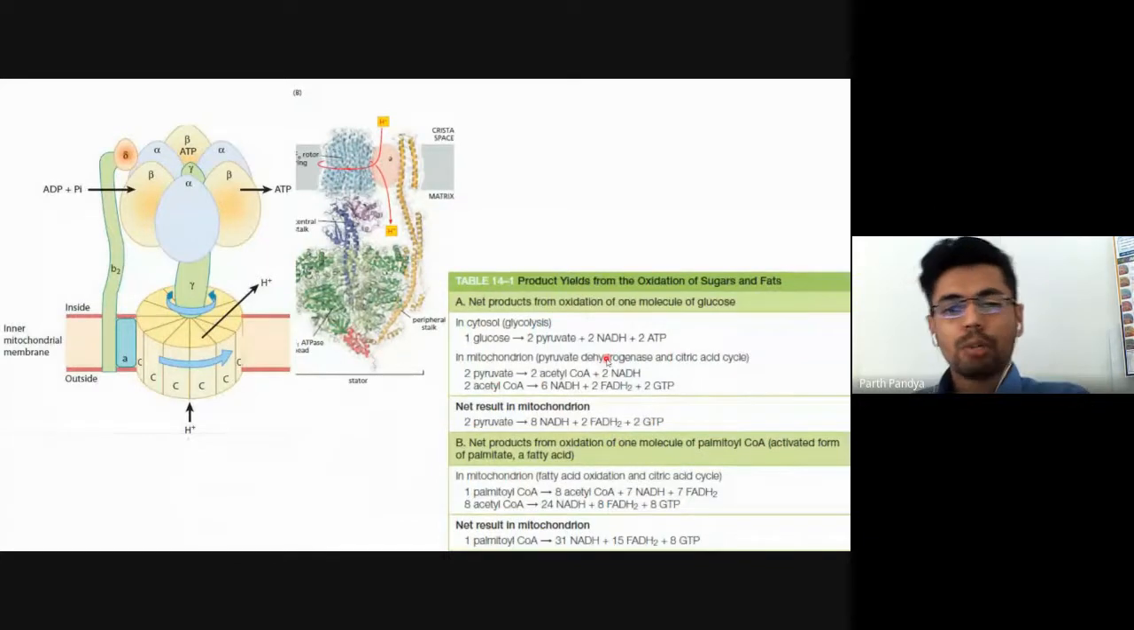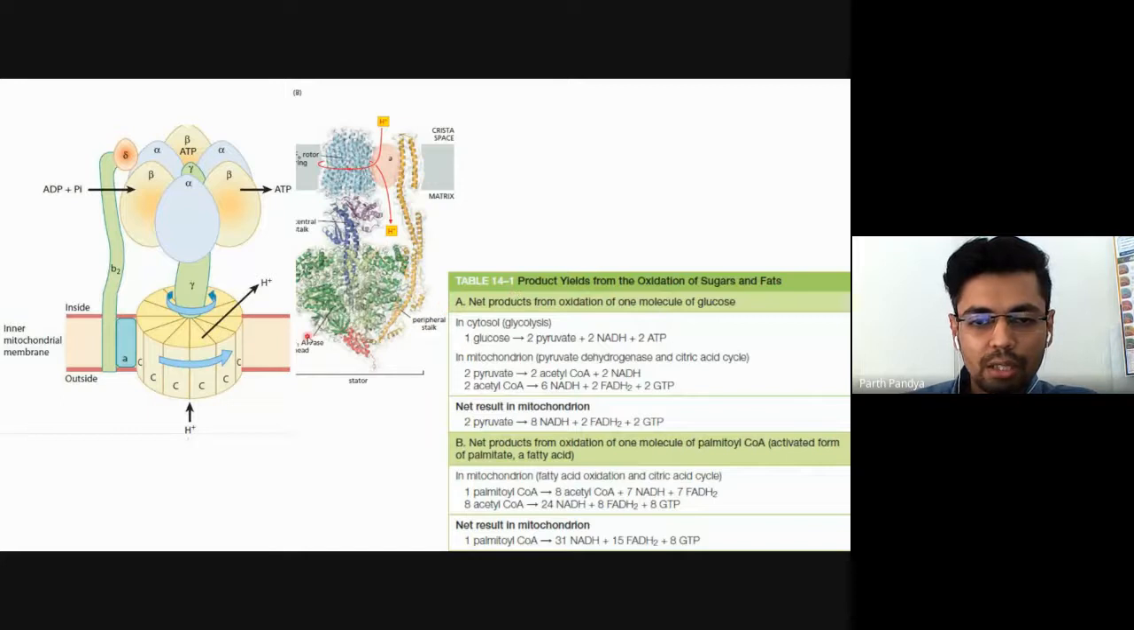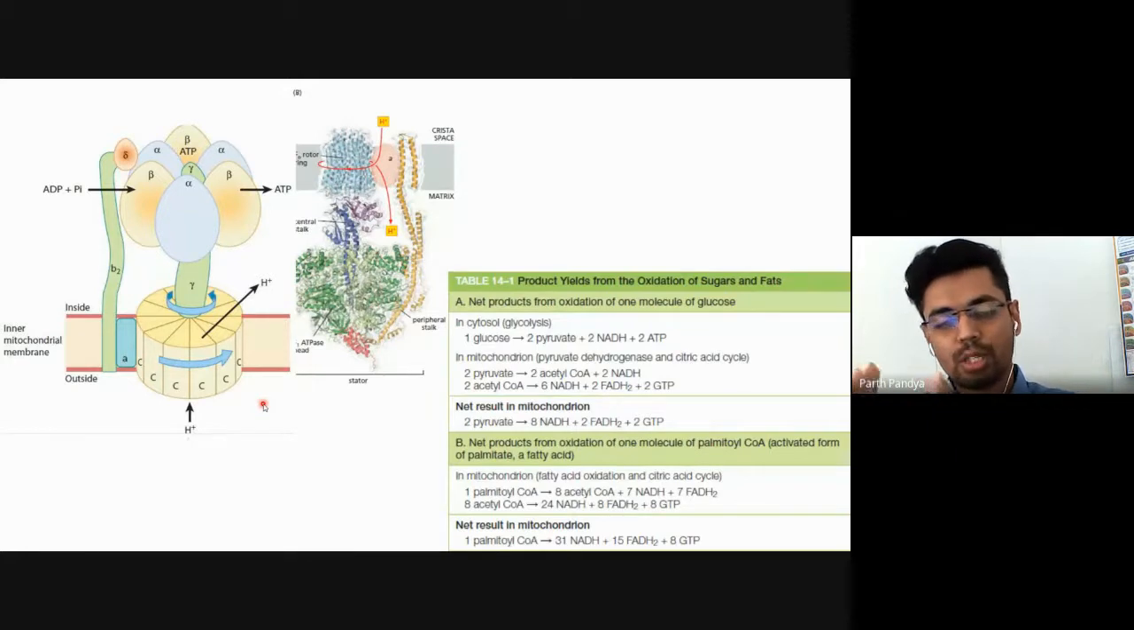Okay, so coming on to the F1, F0 ATPase, it is nothing but the F type of ATPase. I hope you have studied in the morning the different types of ATPase: V type, F type, and P type. The F type of ATPase is the type which generates the ATP. Here we have the F0 subunit and the F1 subunit. The F0 subunit consists of A, B, and C, the three subunits which have been found.